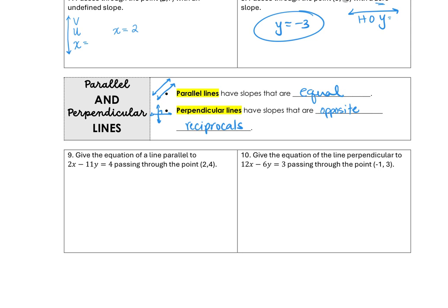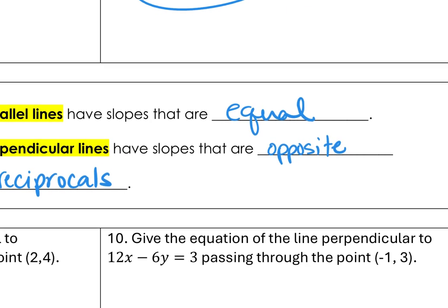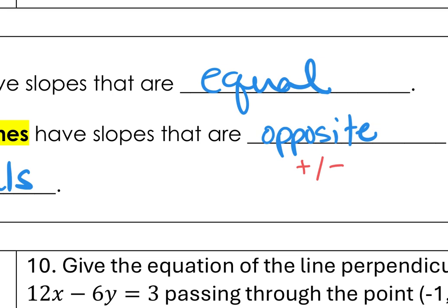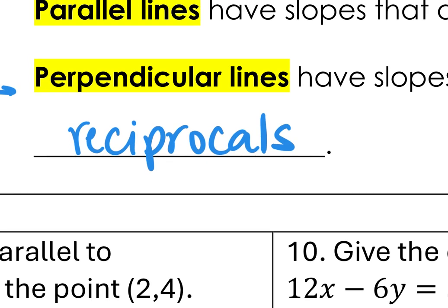Opposite reciprocals. Now, some of us struggle to remember what that means. Opposite means like positive and negative. So if one's positive, the other one's negative. That's what opposites are. The opposite of positive 5 is negative 5. Okay? Reciprocal is when we flip the fraction.